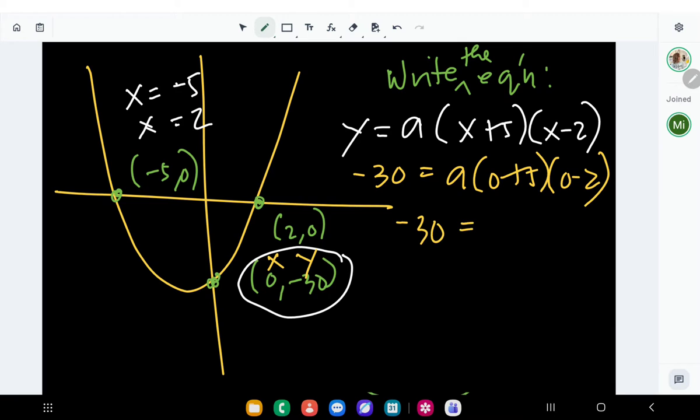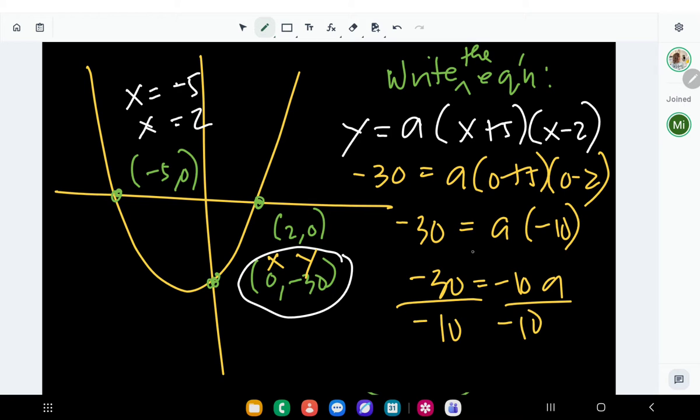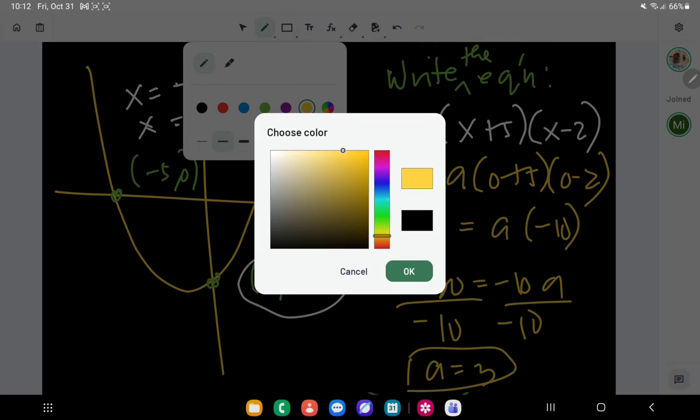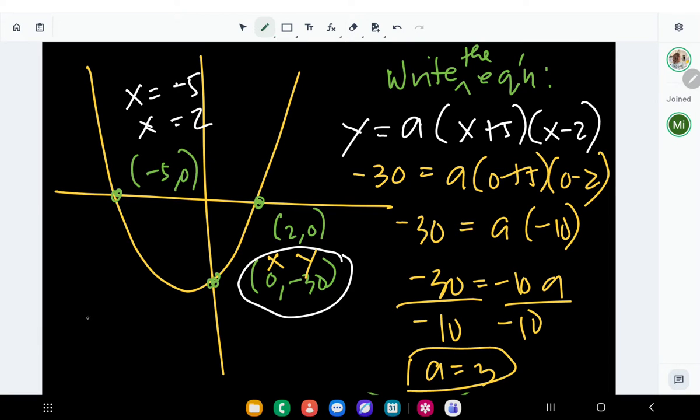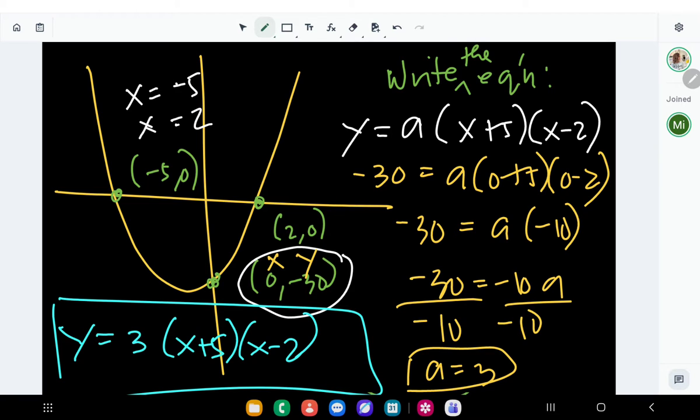Take note of this. So this is a times negative 10. So negative 30 equals negative 10a, divide by negative 10, so a is equal to 3. Now you can write the equation of the parabola: y is equal to 3 times (x plus 5) times (x minus 2). So this is now the equation of the parabola. Make sure you remember that.